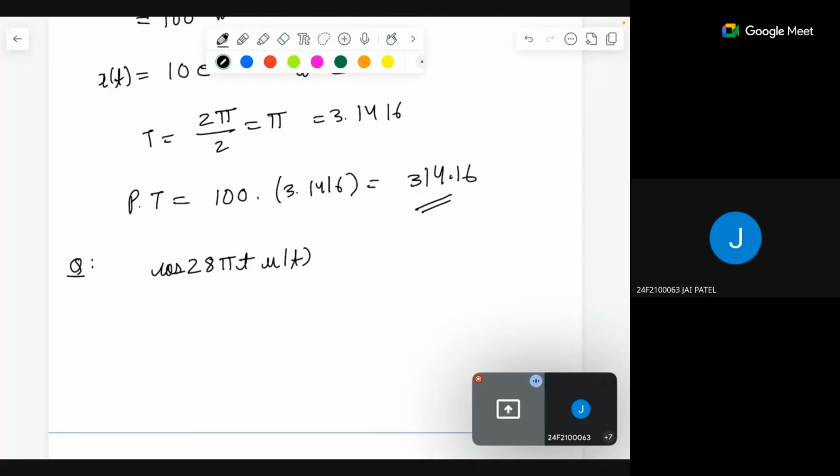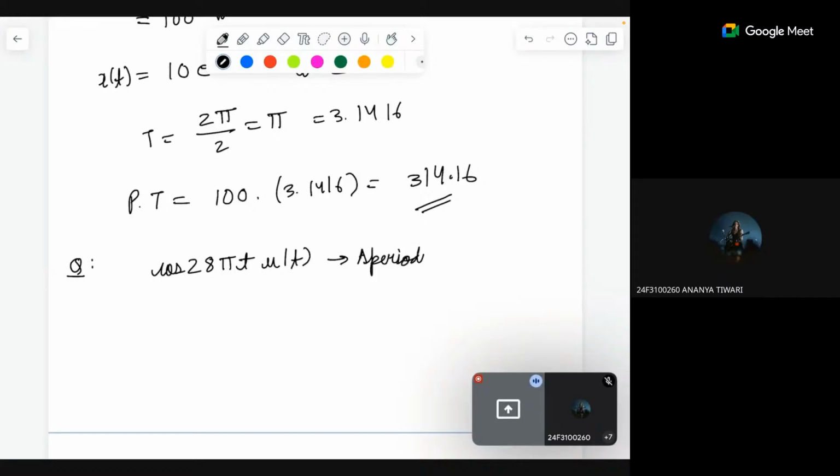Okay, so tell me, is this periodic or aperiodic? Aperiodic. Yes, it is aperiodic. Why is that? Because this cosine would have been periodic, but we multiplied it by u(t). So it exists from 0 to infinity. That is why it has become aperiodic.